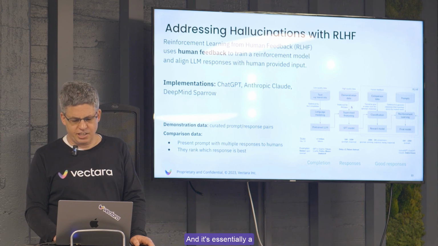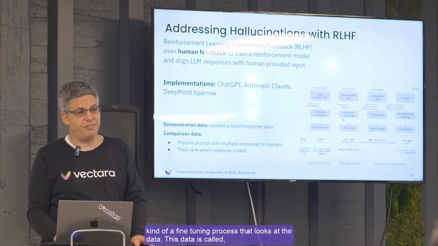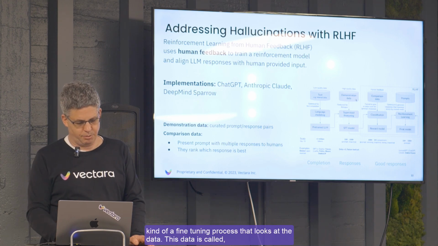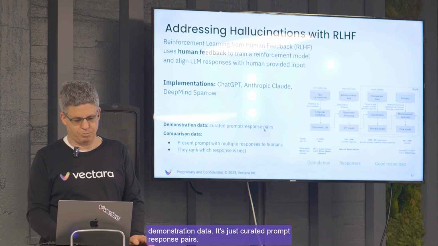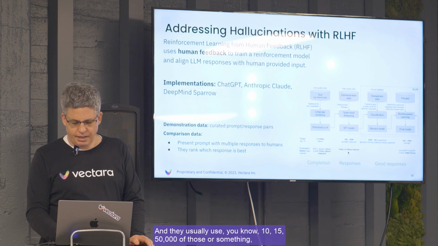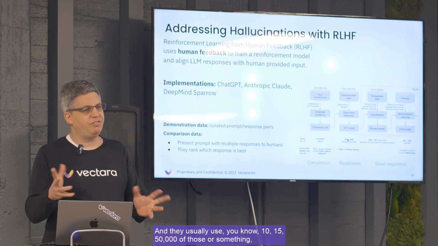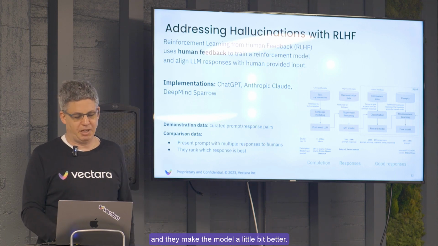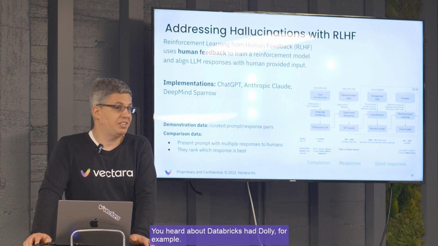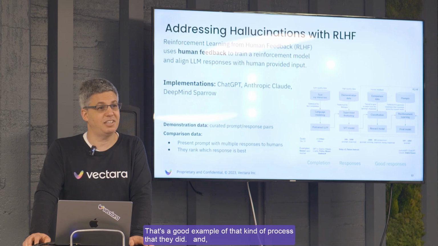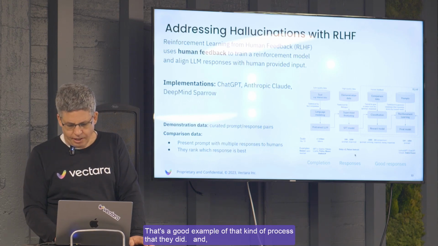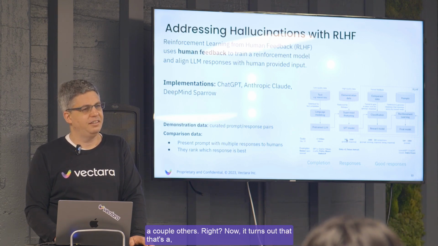And it's essentially a fine-tuning process that looks at that data. This data is called demonstration data. It's just curated prompt response pairs. And they usually use 10, 15, 50,000 of those or something, and they make the model a little bit better. You heard about Databricks had Dolly, for example. That's a good example of that kind of process that they did. And a couple others, right?